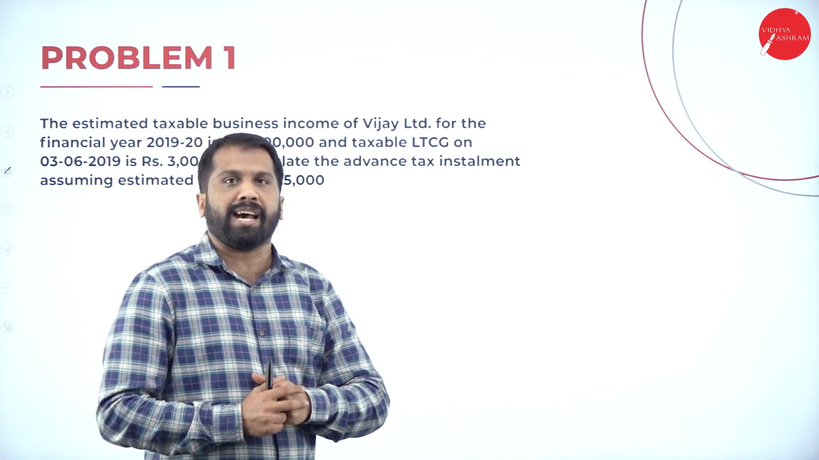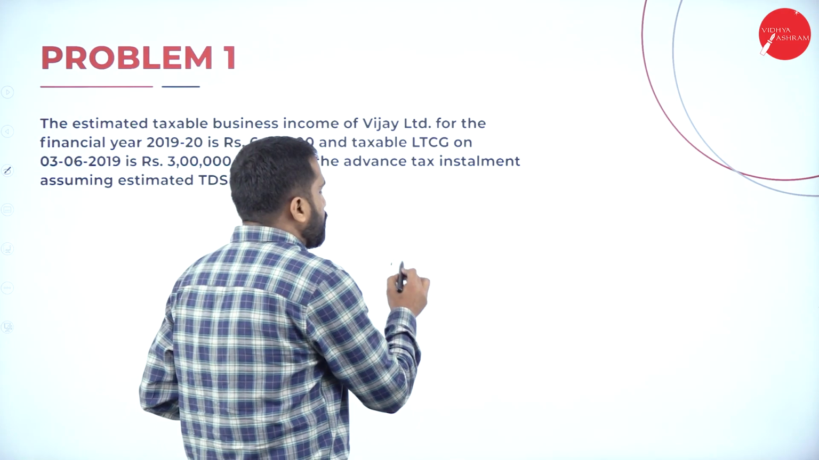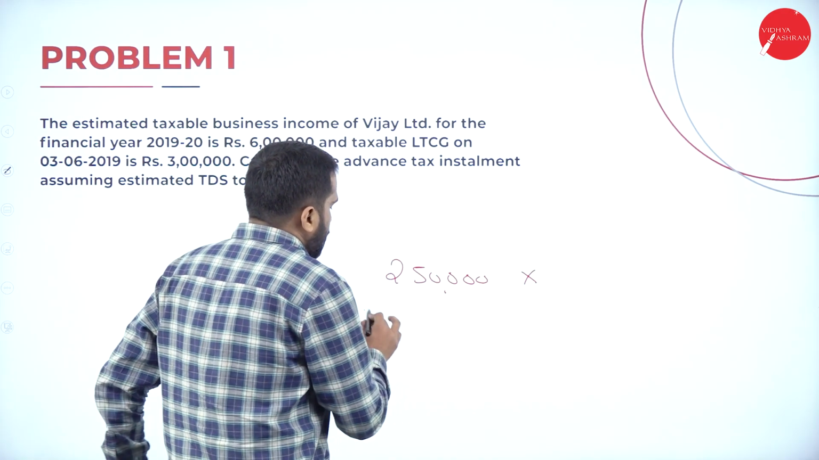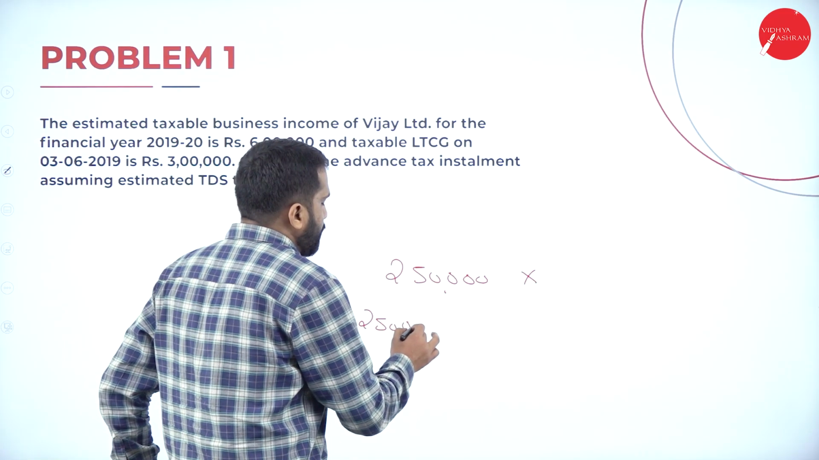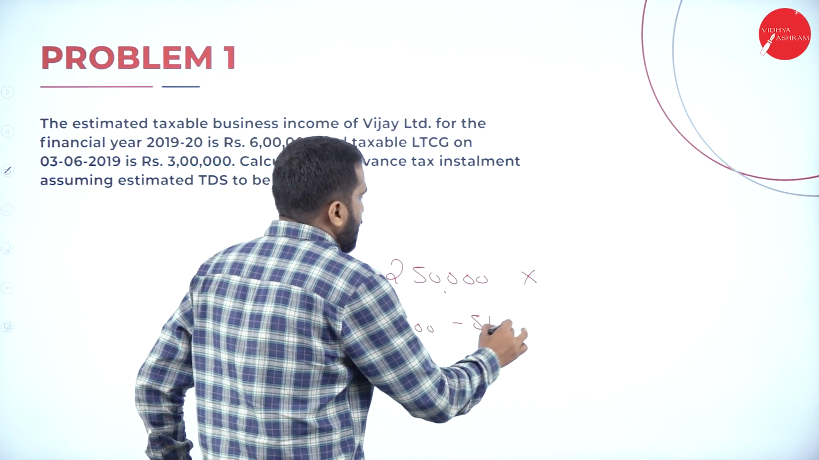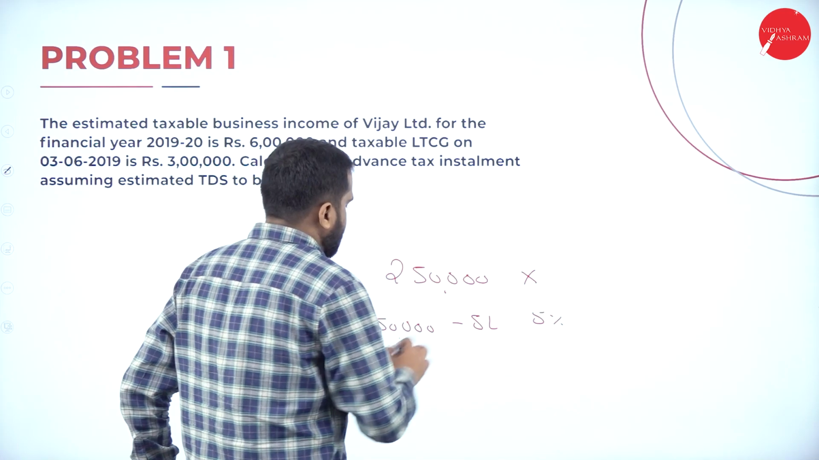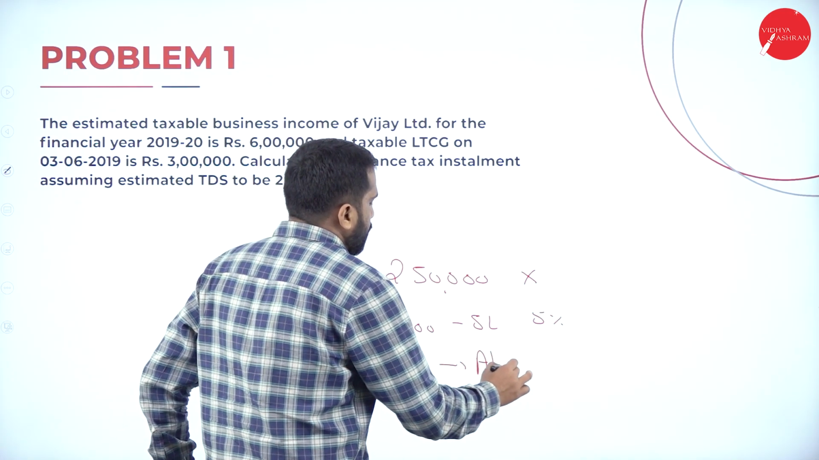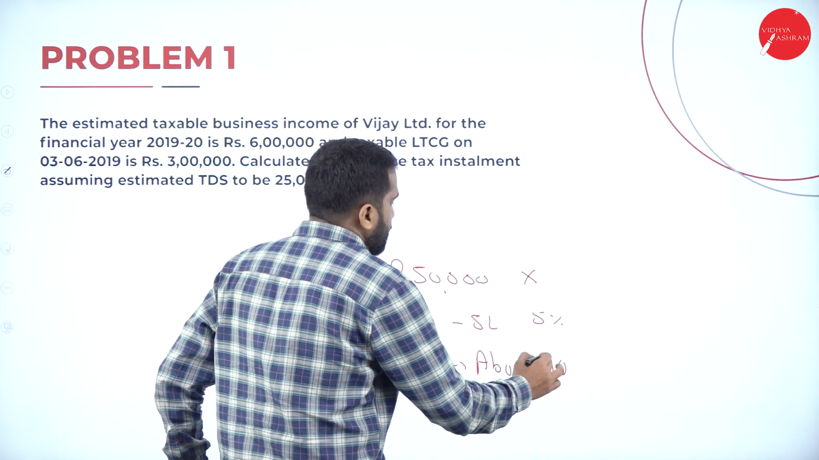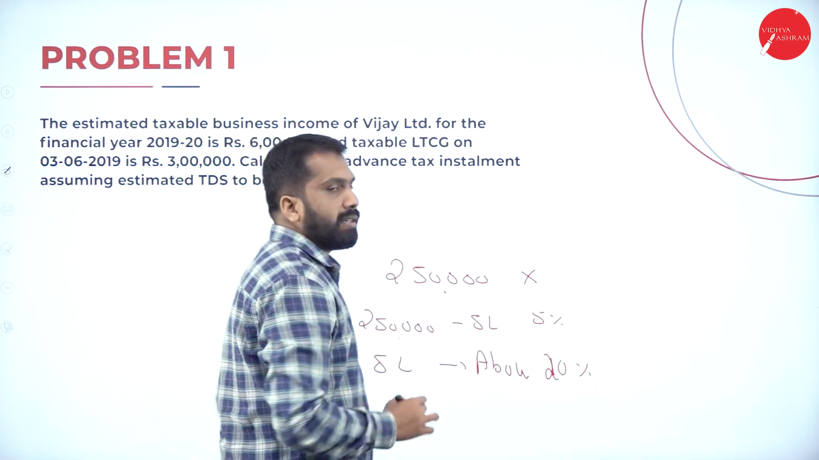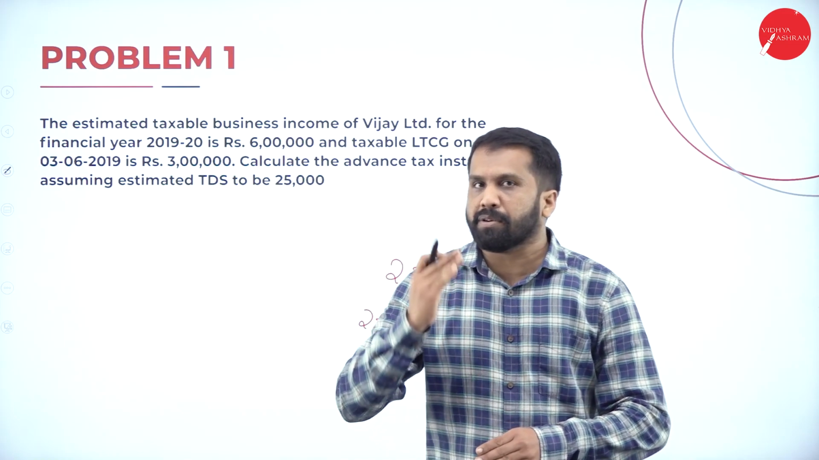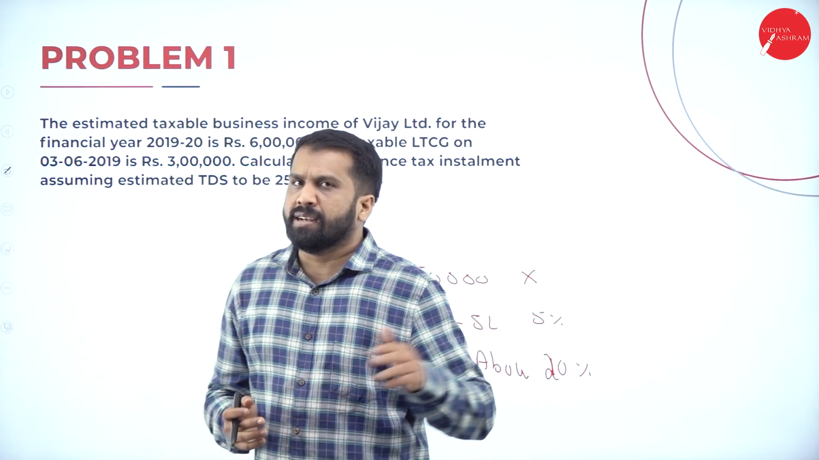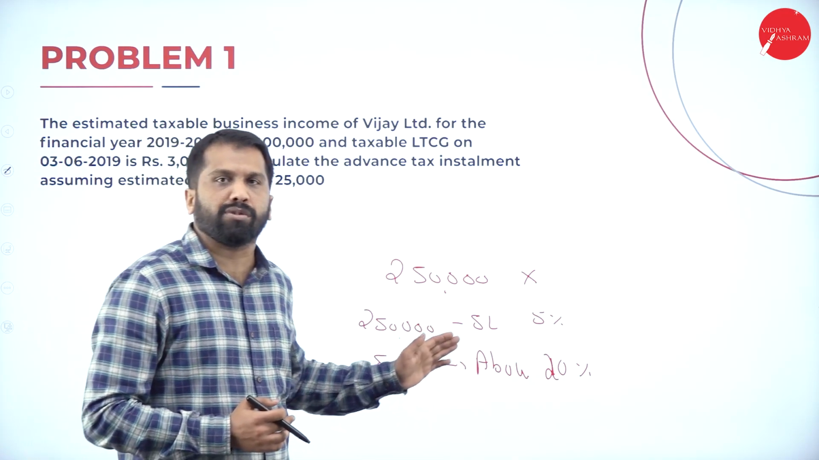What is your tax slab? Remember, up to 2,50,000, no tax. 2,50,000 to 5 lakh, it will be 5% tax. 5 lakh and above will be called 20% tax. So 5 lakh up to 10 lakh it goes at 20%, and 10 lakh and above it goes to 30%. These are the tax slabs you have so far.